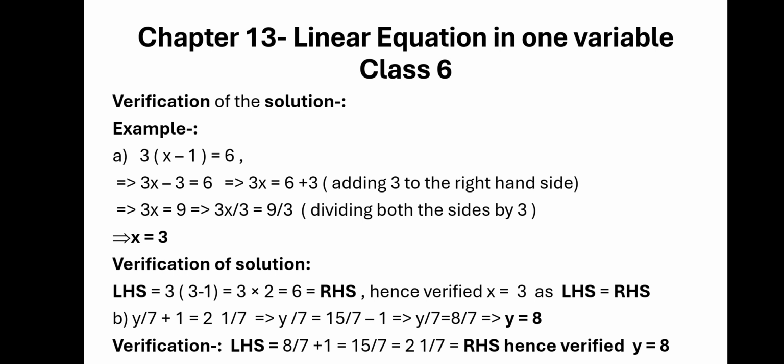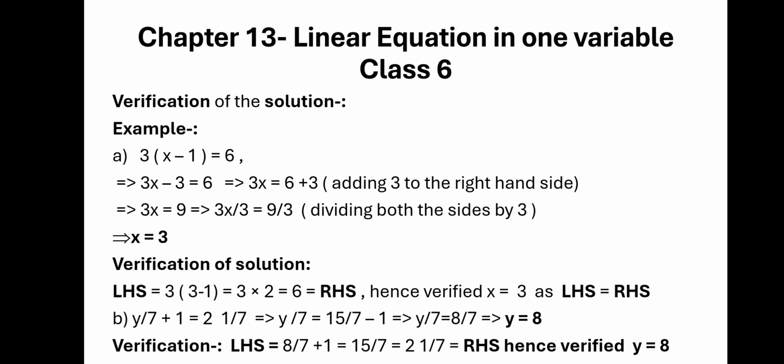Now verification of this solution, whether it is correct. So LHS is 3 into bracket, x is 3 minus 1, that is 3 into 2 is equal to 6, which is equal to RHS. You can see that. Hence verified that x equal to 3 is the solution of the given equation, because LHS is equal to RHS. Now the next example.